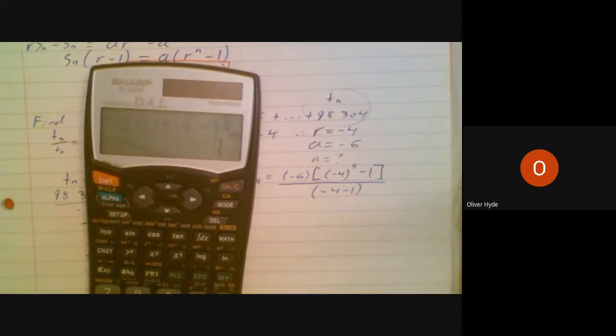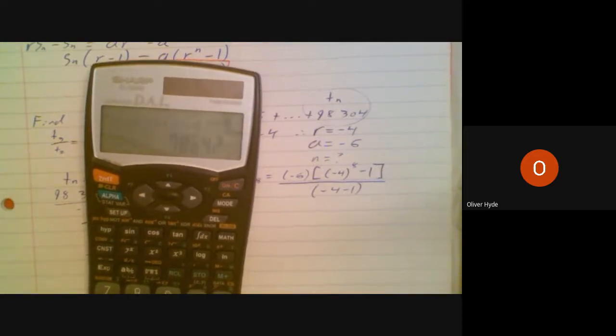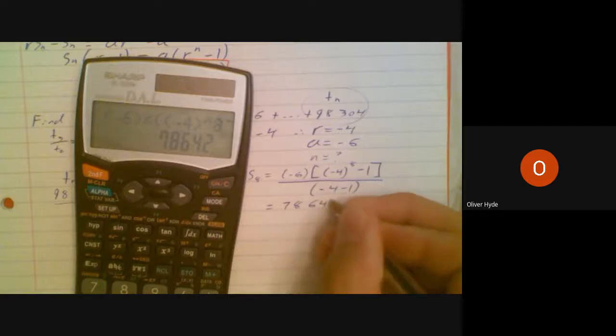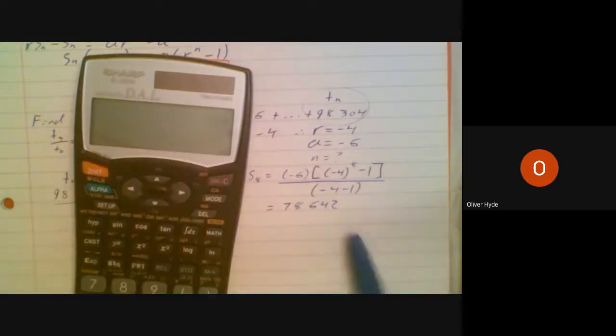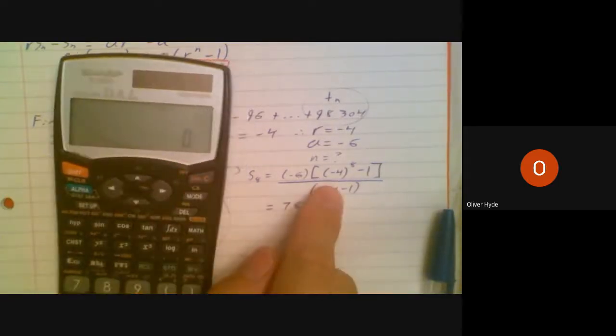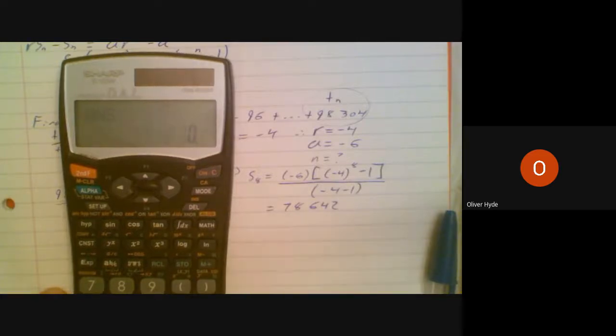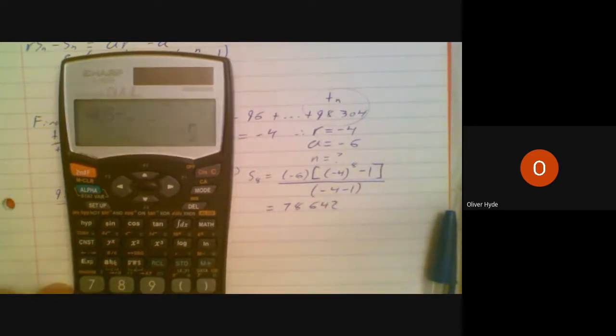I'm pretty comfortable with my calculator. I've used it an awful lot, and I know what brackets I need to put in and what brackets I don't need to put in. The other thing you could do is help your calculator out with the order of operations here. Start on the inside. Do -4 to the exponent 8 equals, -1 equals, times -6 equals, divided by, maybe you do this in your head, -5 equals.